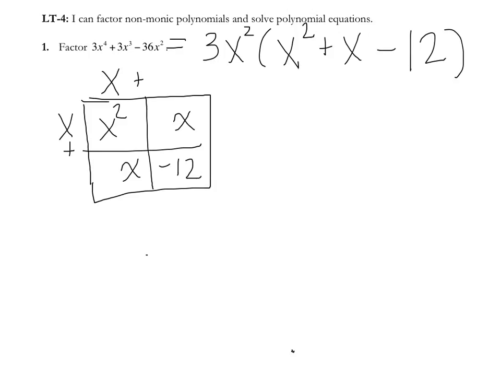Now, what we need for a monic quadratic, remember, is two numbers that multiply to make this negative 12 and add to make this positive 1. Remember, there is a little coefficient of 1 in front of the x. We generally don't write it, but there is a coefficient of 1 in front of the x. So we need two numbers that multiply to make negative 12.